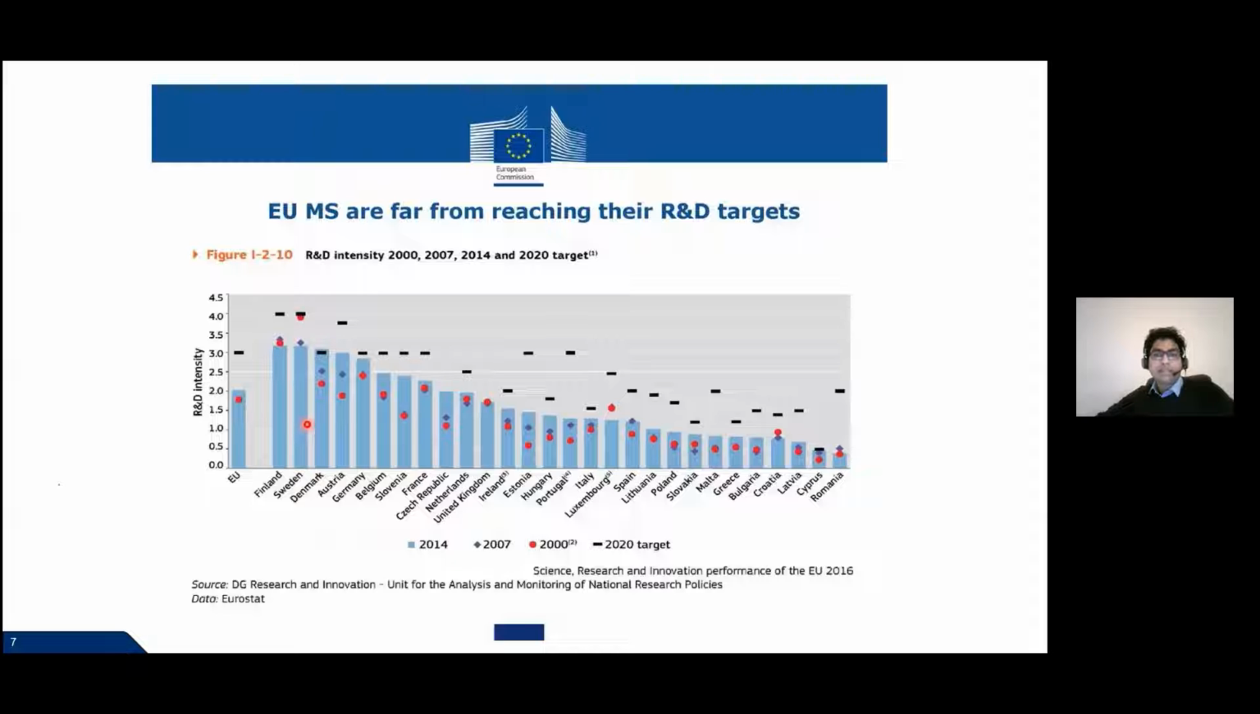An R&D target is like when you write a project, you set some targets, right? And those targets are matched by these countries, which is remarkable, especially for Finland, Sweden, Denmark, Austria, Germany. These are the countries where most of the research and innovation is carried out.